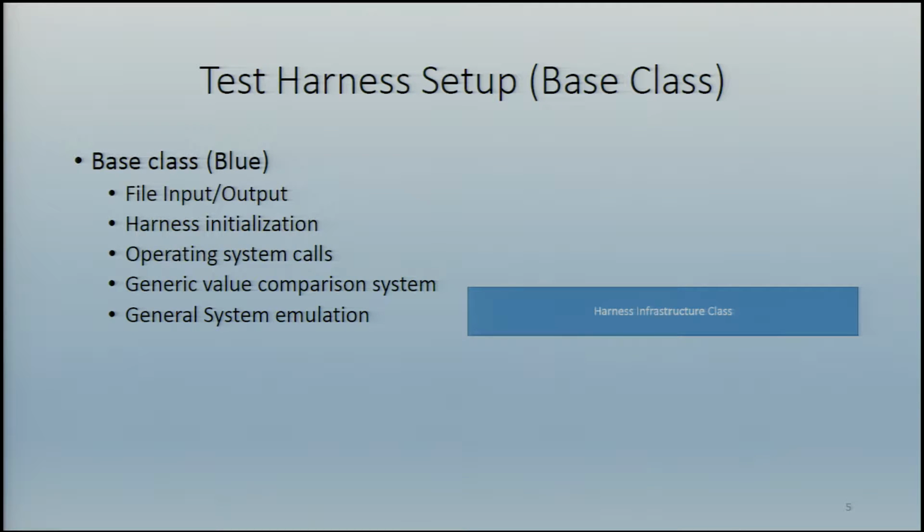We provide some generic comparison utilities so that people can specify what they want to compare and how much tolerance to allow for floating point values versus integers. It also provides general system emulation. If you're trying to go through a military 1553 bus, we have some generic libraries to emulate that, but it's not the specific implementation, because you did not want to be dependent on the actual one.